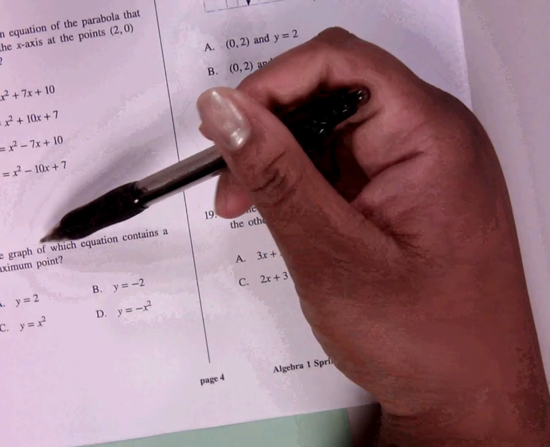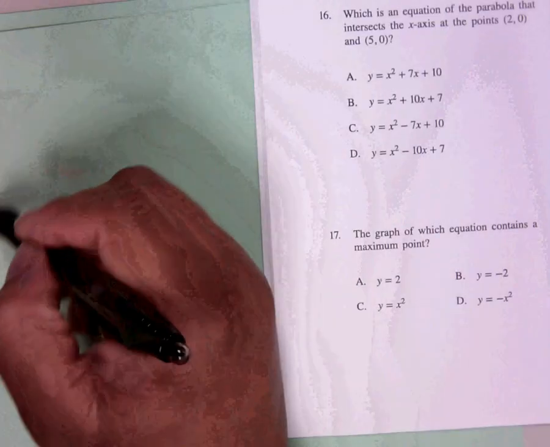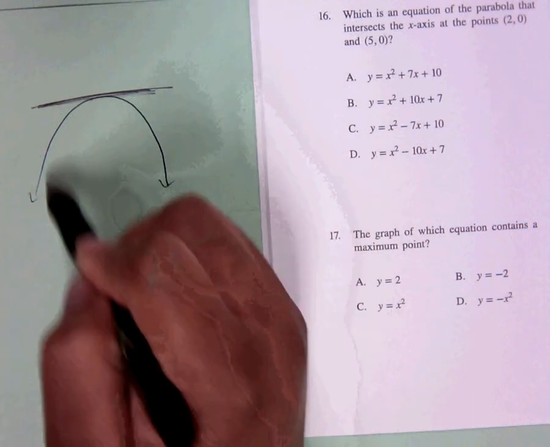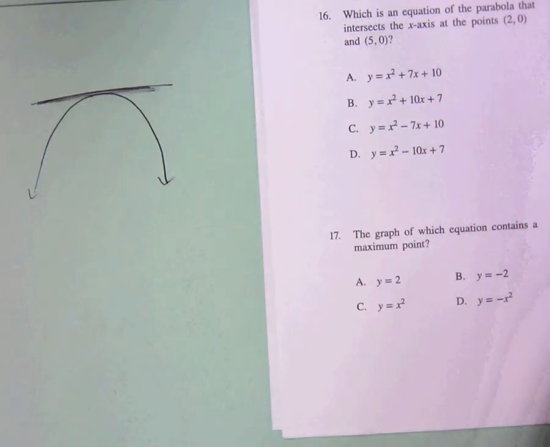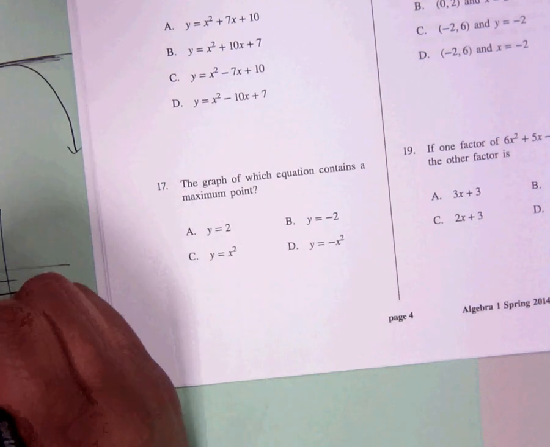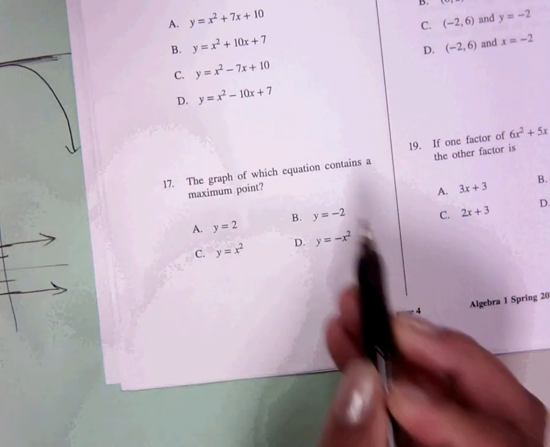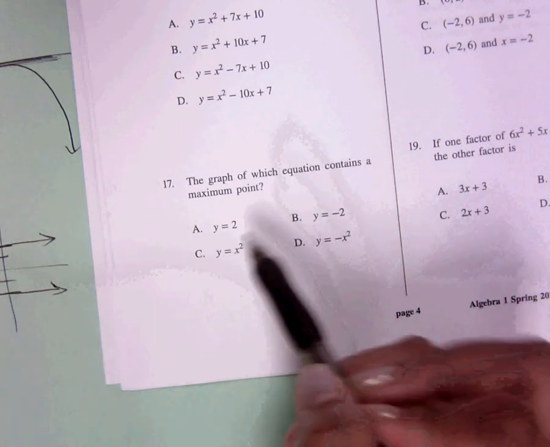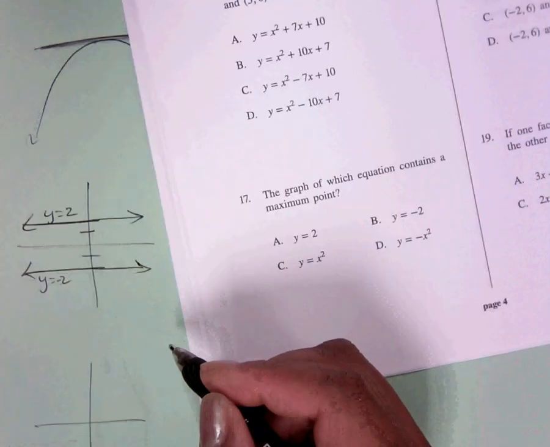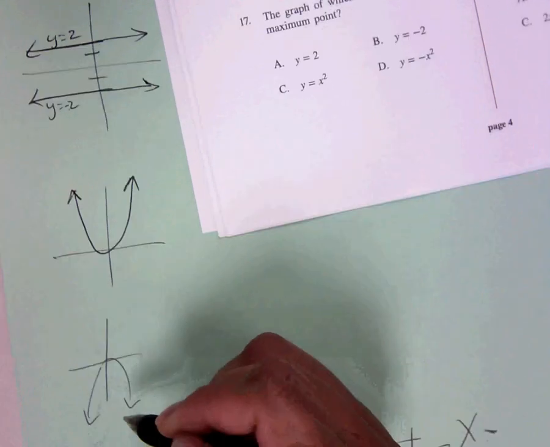Number 17. The graph of which equation contains a maximum point? Okay, maximum means that you have a frown. It's at the top. You have a heel. Frown meaning it's pointing down. The heel is at the top. That's what a maximum is. When you graph this one in the calculator, input choice A, that is Y equals 2. So it's not A. When you graph B, it's Y equals -2. So it's not A or B. Now we're looking at C and D. C is positive A right here in front, so it would point up. D would point down. So the answer is D.